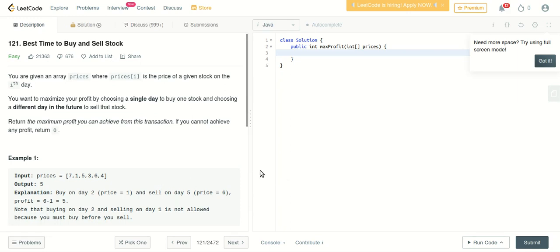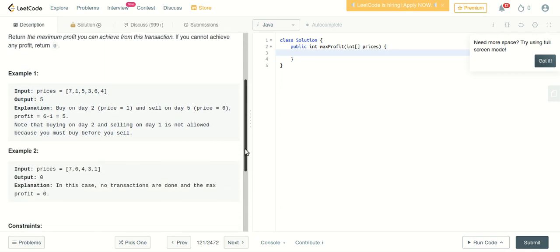Hello folks, welcome to this session, and today we are going to discuss the best time to sell and buy stock problem. In this problem, we are given an array of prices on a given day, ith day. What we want to do is maximize the profit by choosing a single day to buy one stock and a different day in the future to sell that stock. We want to return the maximum profit we achieve from this transaction. If we are not able to achieve any profit, then we would return 0.